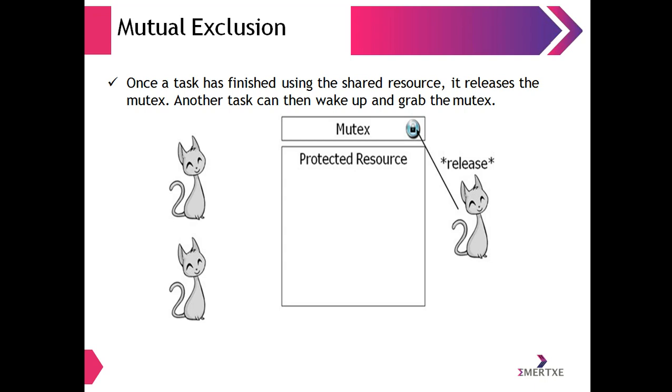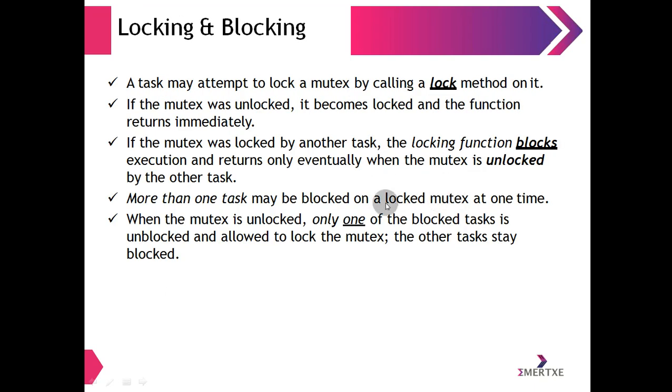What has been said in the next slide is locking and blocking, how it works. A task may attempt to lock a mutex by calling a lock method on it. If the mutex was unlocked, it becomes locked and the function returns immediately.